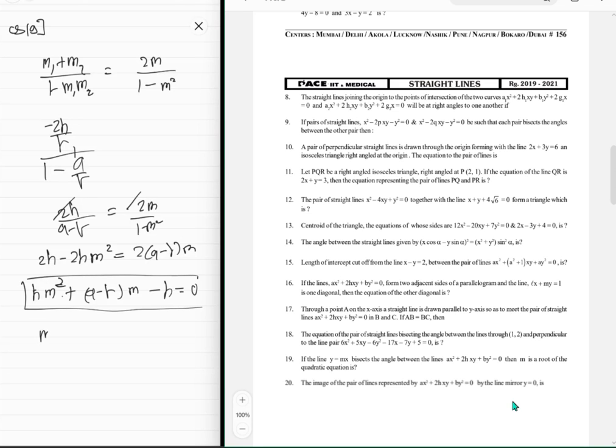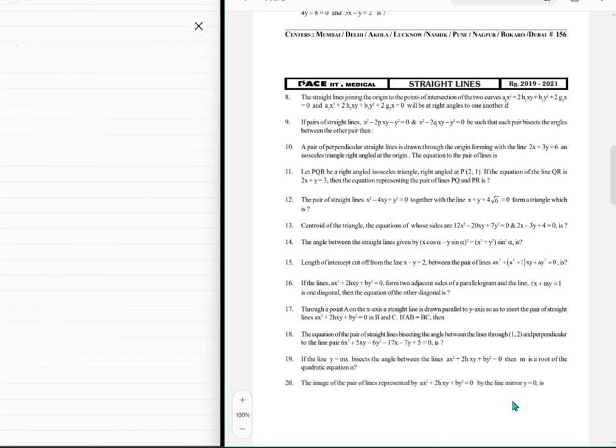Or if you want to write more beautifully, it would be m squared plus a minus b upon h times m minus 1 equal to 0, which also signifies that these are perpendicular to each other, because angle bisectors are generally perpendicular. Generally, I mean, they are perpendicular. It's maths, not physics. So, yeah, this is the quadratic equation. Cool. Question number 20.